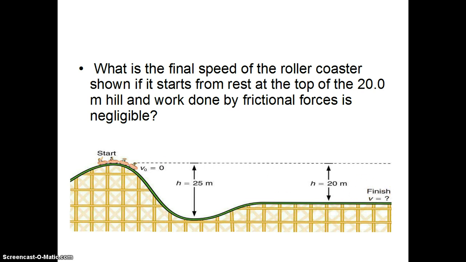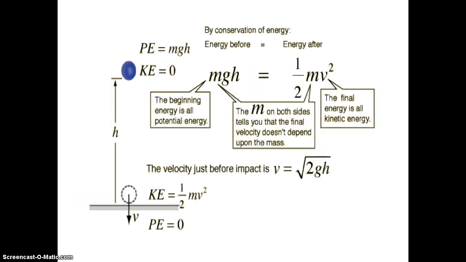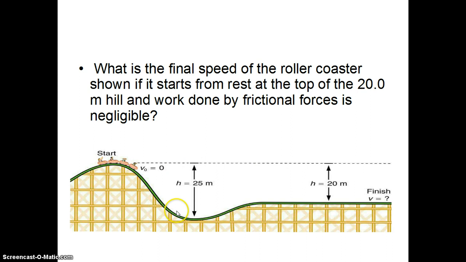And with that in mind, we're just interested in the vertical height that it falls. There's no kinetic energy to start with, and there is some potential energy. And afterwards, we're going to say that there's no potential energy and all this kinetic energy. Now, the 25 meters is a bit of a distractor here. We're really only interested in the height above the finish area, which we're going to call zero potential energy.